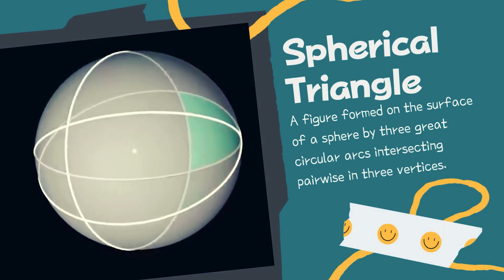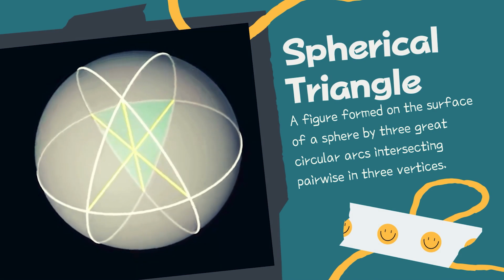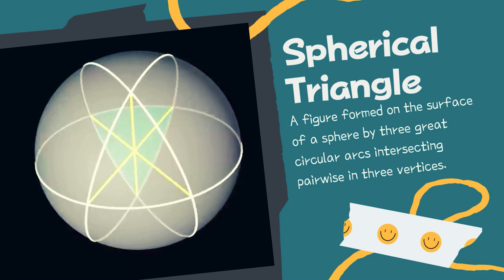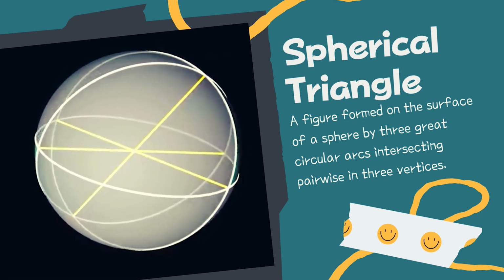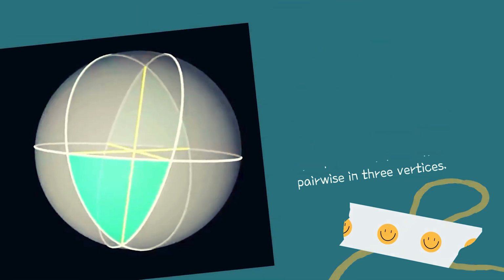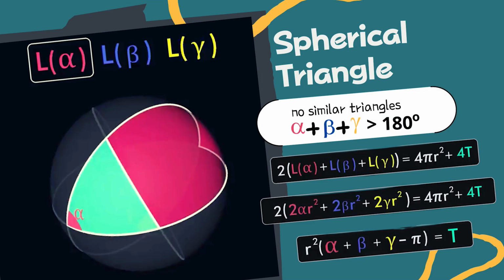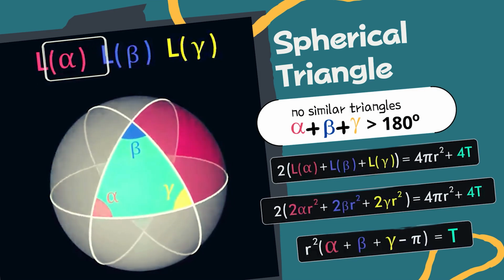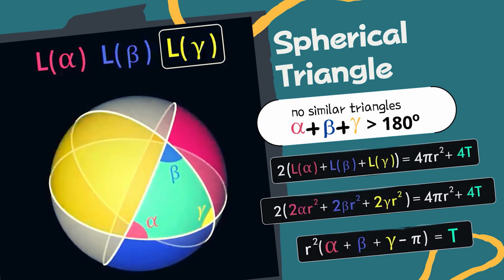A spherical triangle is a figure formed on the surface of a sphere by 3 great circular arcs, intersecting pairwise in 3 vertices. The spherical triangle is the spherical analog of the planar triangle, and is sometimes called an Euler triangle. There are no similar triangles on the sphere. Unlike in planimetry, the sum of the angles of any spherical triangle is greater than 180 degrees, and it's not constant, but depends on the area of the triangle.